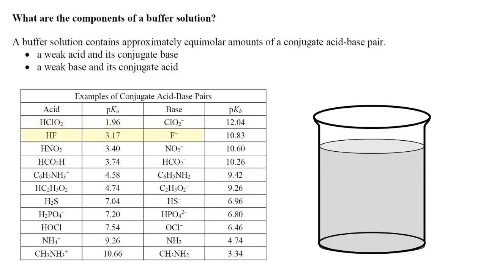If instead I had an equimolar mixture of hydrofluoric acid and the fluoride ion, then pH would equal pKa, and that would be 3.17. And as you recall from a previous question in this packet, if I have an equimolar mixture of acetic acid and acetate, then pH equals pKa, and that would be 4.74. But how exactly do we prepare a buffer?